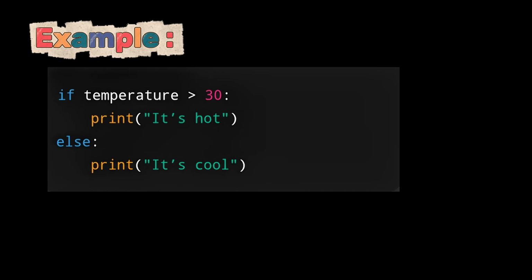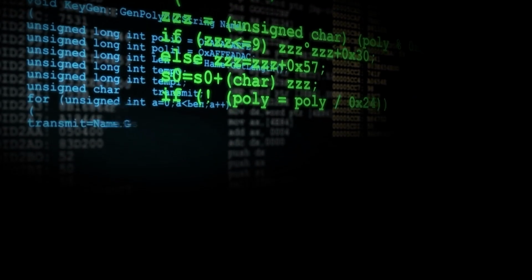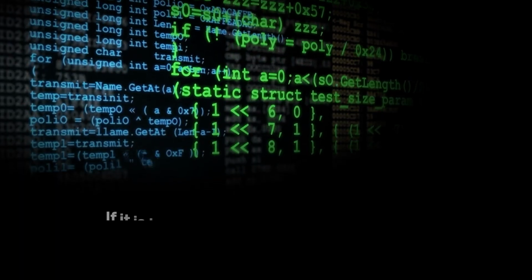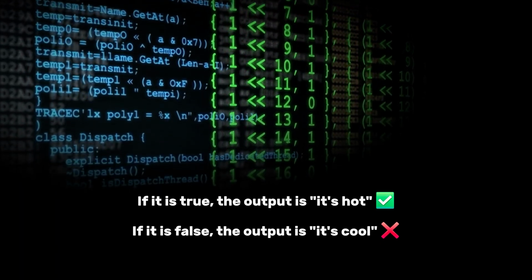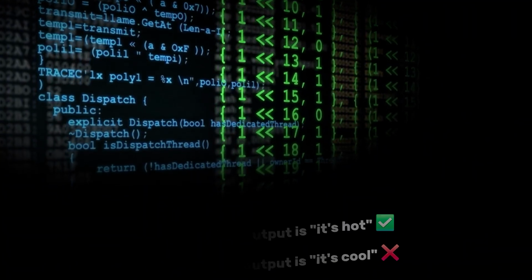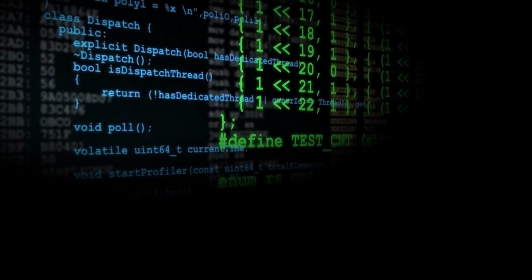Example: if temperature > 30, print "It's hot", else print "It's cool". In this program, the computer checks if the condition temperature > 30 is true. If it is true, the output is "It's hot". If it is false, the output is "It's cool". This is how logic allows computers to make decisions automatically.